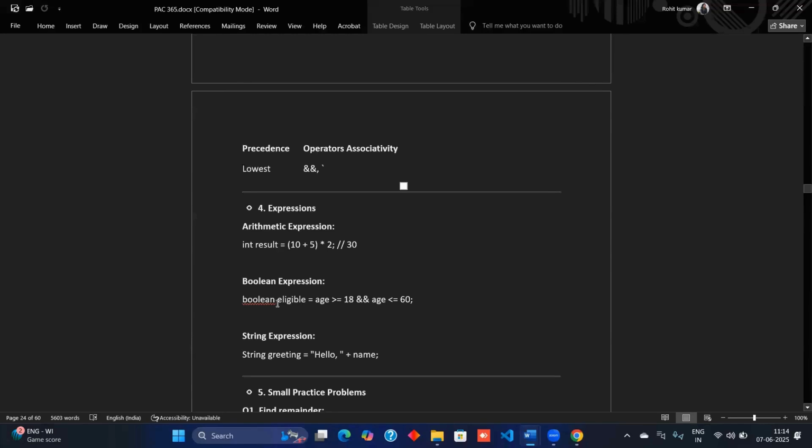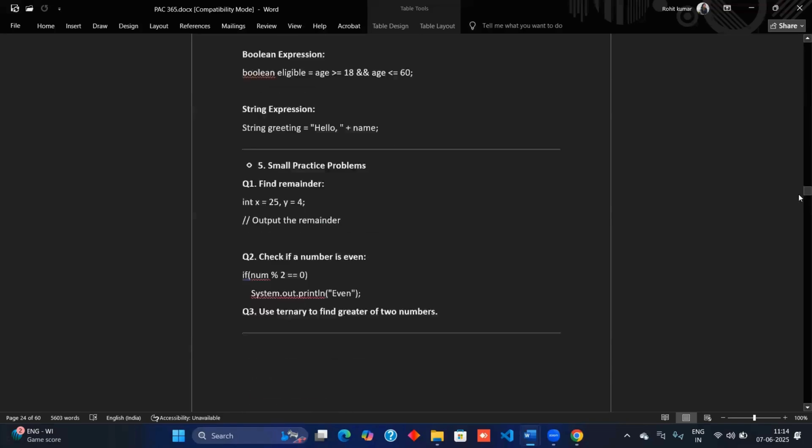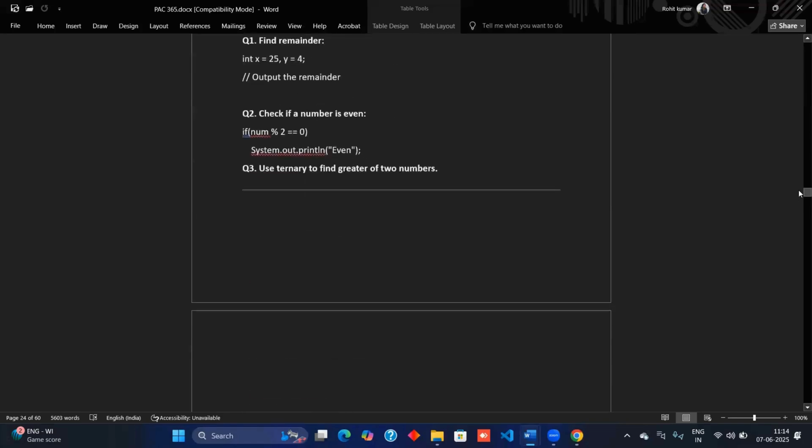If all these conditions are followed, then the value of eligible will be true, because it has a Boolean data type here. That's why we have to follow according to this condition only.